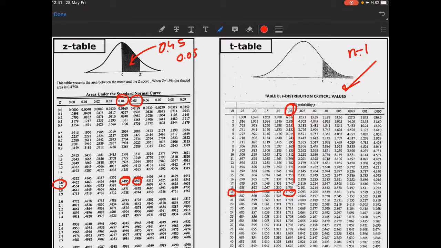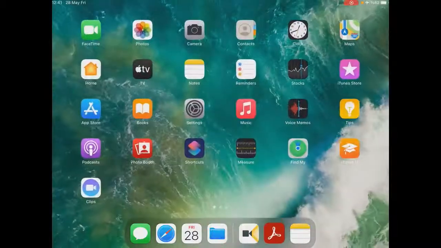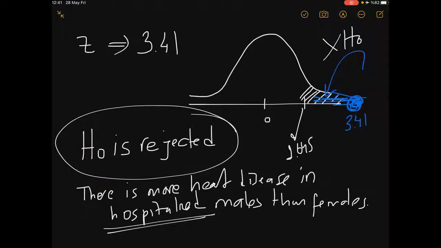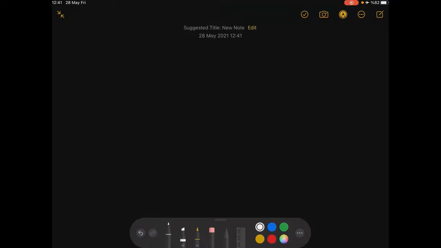Okay, let's start with our first example. All right, the first example for small sample hypothesis testing here.